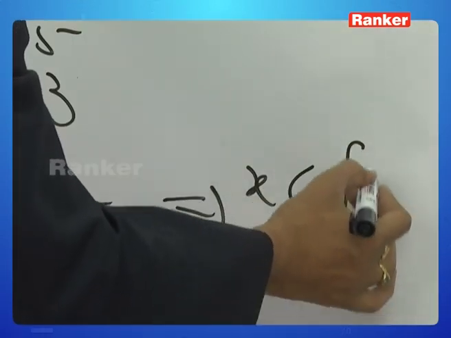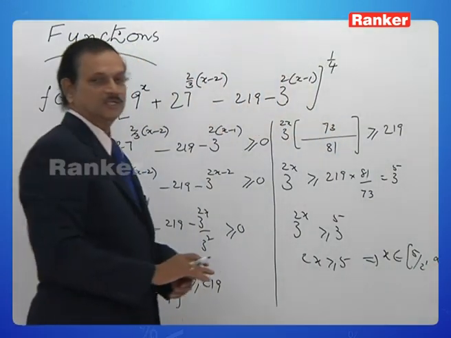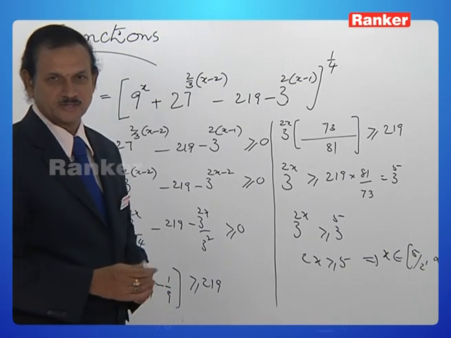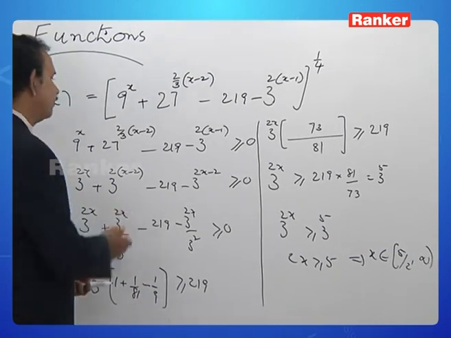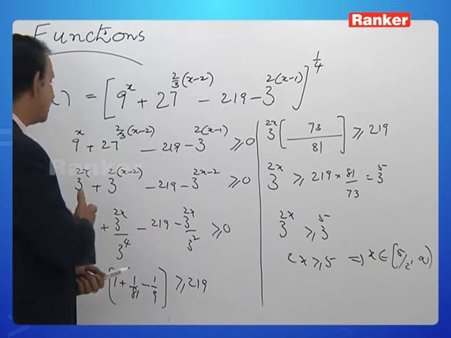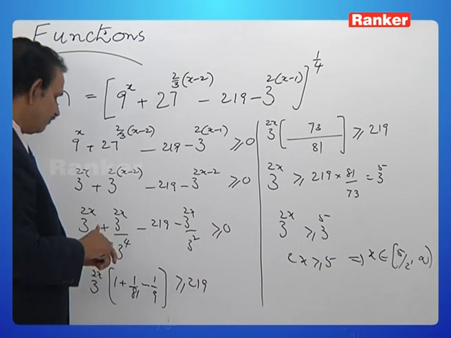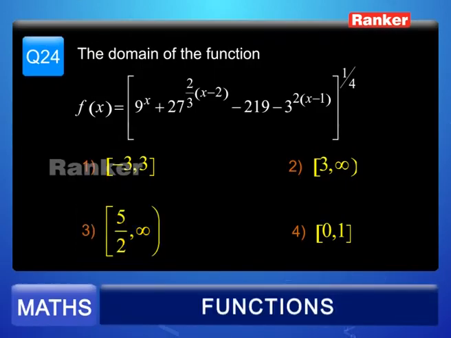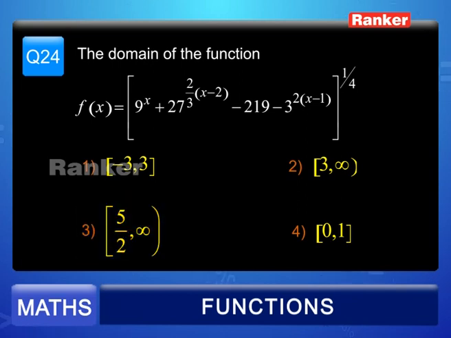That is, x belongs to 5 by 2 to infinity. Hence, the right option is the closed interval 5 by 2 to infinity. This is of course a very simple algebraic transformation. Yes, by doing a very simple calculation, we are able to trace the answer as the closed interval 5 by 2 to infinity. That is, the third option is of course the right option.